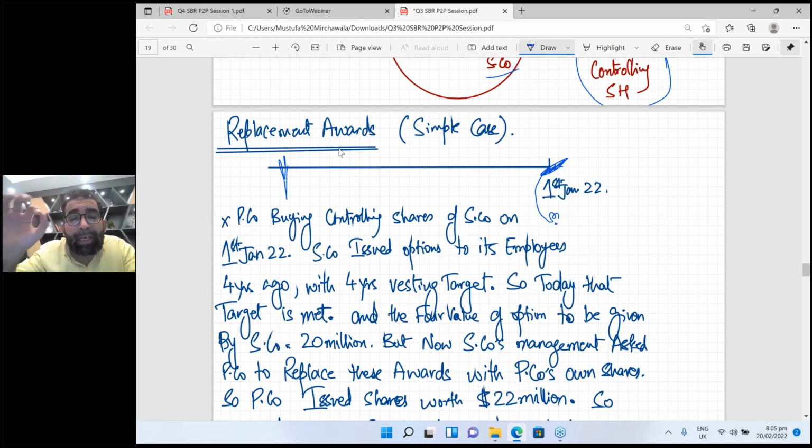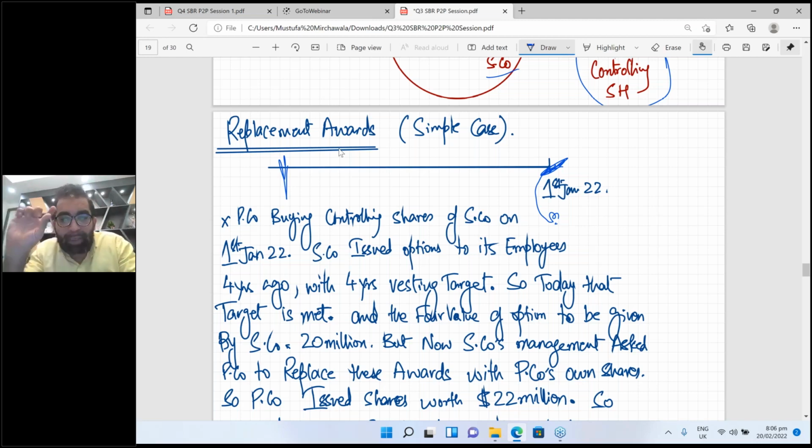So this replacement award looks like a compulsory thing, looks like a buying price, like a cost of investment. So normally it is in the scope of IFRS 3, because now the parent company is giving these shares to acquire that company, otherwise S company management won't give their shares.